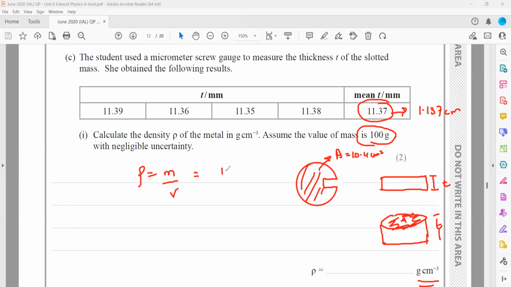So mass is equal to 100 and the volume is equal to 10.4 times 1.137. Why 10.4? Because area multiplied by height, or area multiplied by thickness, will give us the volume. So 10.4 times 1.137. This will give us the density as 8.47 gram per centimeter cube. So this is the total density of a slotted mass.